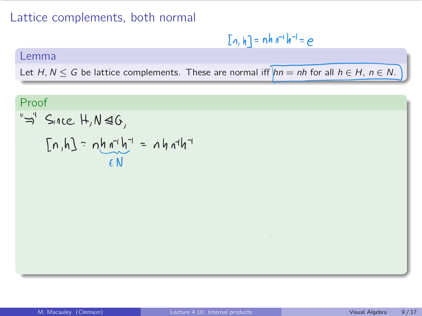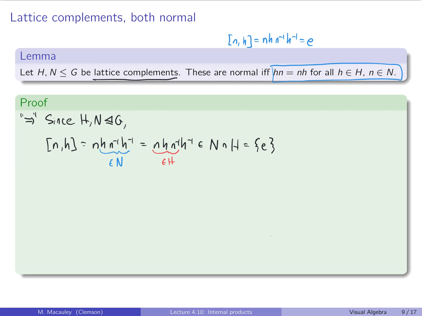Similarly, if we look at this last one, and look at the first three elements, well, we take something in H and conjugate it by something in N, that will remain in H. So now, this commutator is N times something in N, so it lies in N, but it's also something in H times H inverse, so it lies in H. In other words, this lies in N intersect H, which, because these are lattice complements by assumption, is just the trivial subgroup.